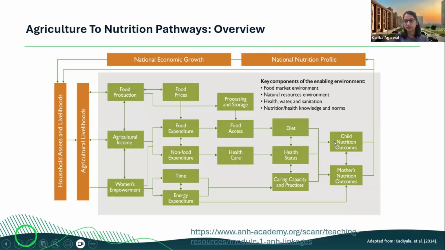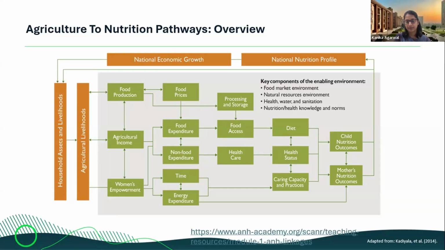So if the child is nourished, they're likely to become a well-nourished adult who can work actively. Now, in this food production, if during the course of growing crops they're not exposed to a diverse set of food products, which could be affected by their agricultural income, so they're not able to afford a lot of food products, it would affect their food expenditure, affecting their food access, affecting diets, that is nutrition, and then affecting their health outcomes.